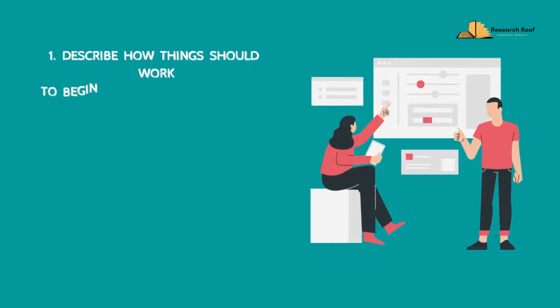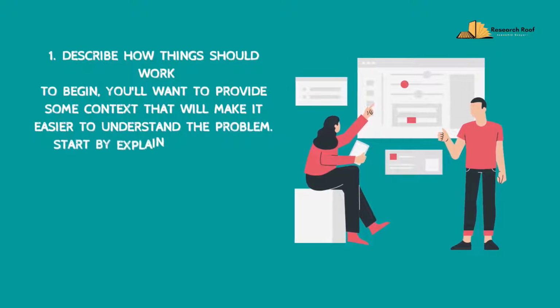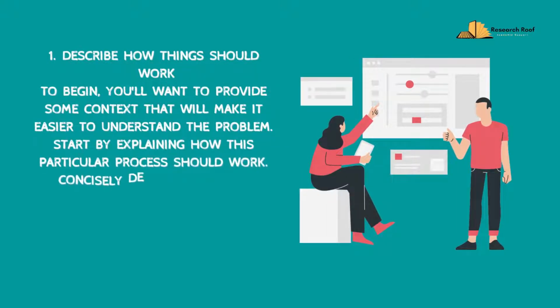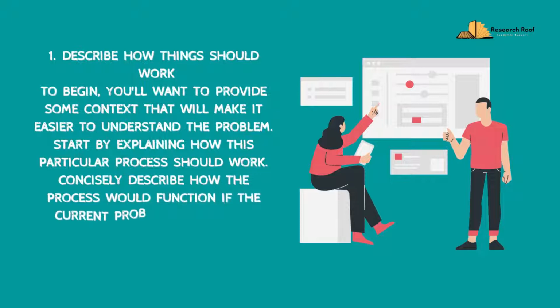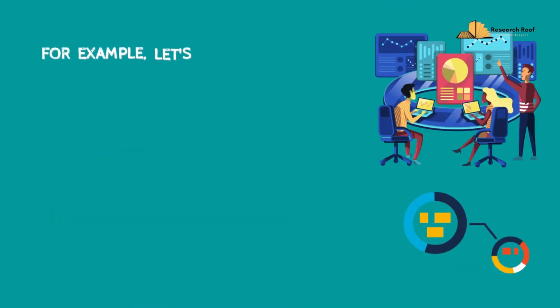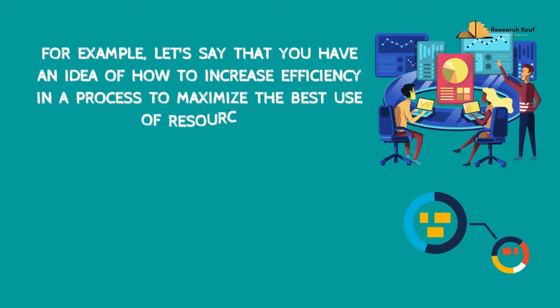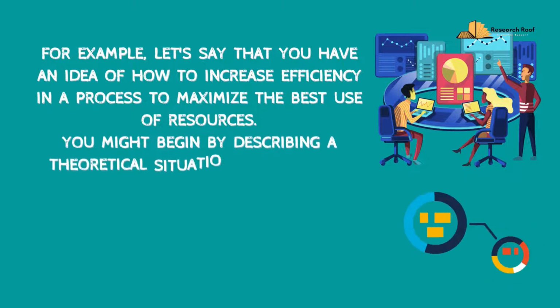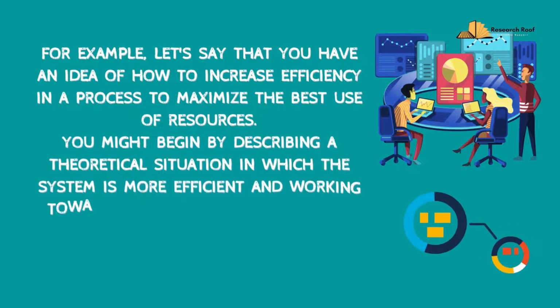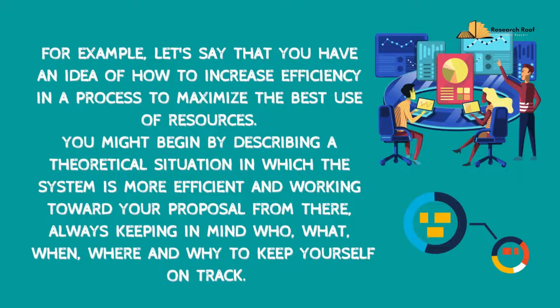1. Describe how things should work. To begin, you'll want to provide some context that will make it easier to understand the problem. Start by explaining how this particular process should work. Concisely describe how the process would function if the current problem didn't exist before mentioning the problem, keeping the end user in mind. For example, let's say that you have an idea of how to increase efficiency in a process to maximize the best use of resources. You might begin by describing a theoretical situation in which the system is more efficient and working toward your proposal from there, always keeping in mind who, what, when, where and why to keep yourself on track.